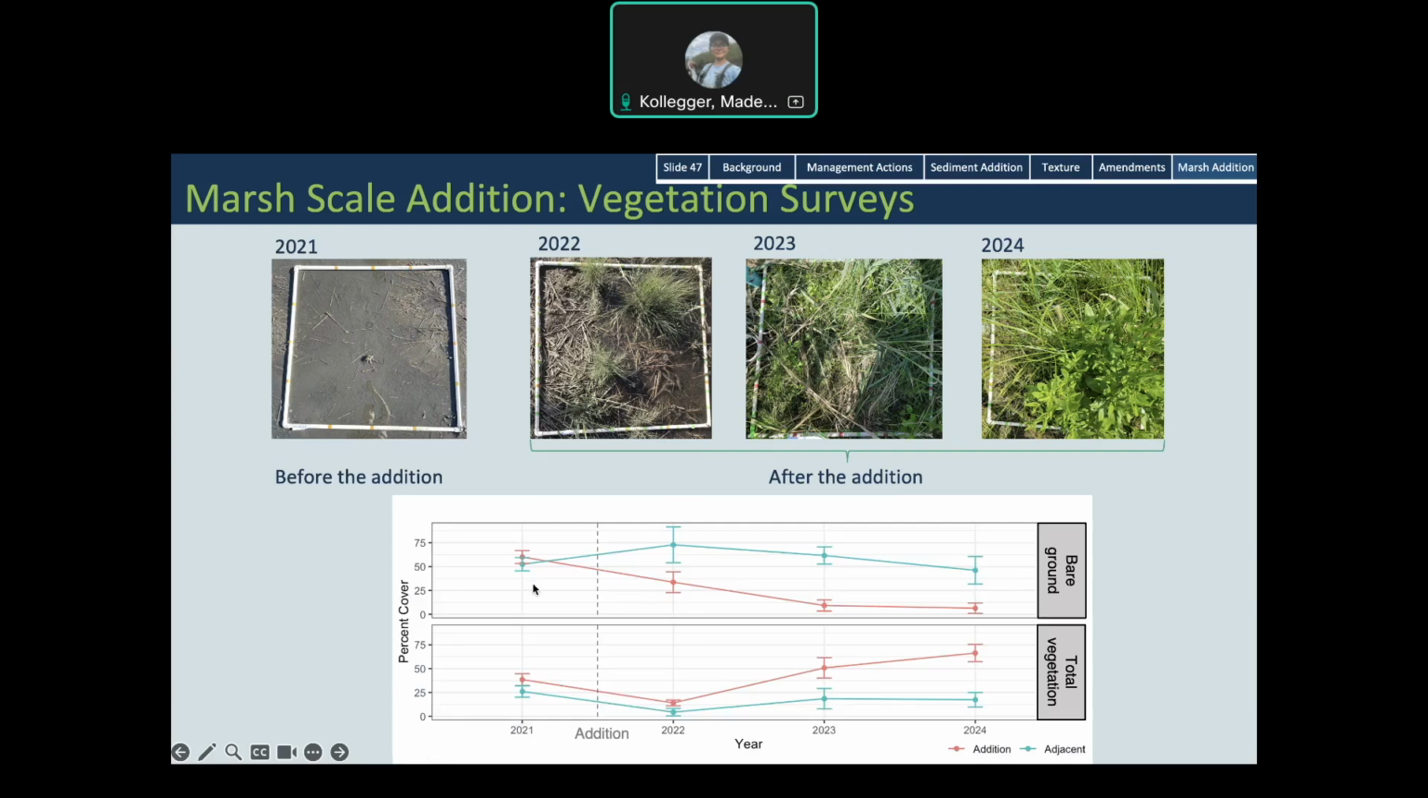In this top row, we have bare ground, and in the bottom row, we have total vegetation. In the red line, we have the amount of either bare ground or total vegetation in the addition area, and then blue is the adjacent area. So if we care about the addition area, or where they added the sediment, we can see a decrease in the amount of bare ground over time and an overall increase in the amount of total vegetation, saying that if we added this sediment and planted vegetation, we can take an area that is primarily bare ground and turn it into vegetated marsh.